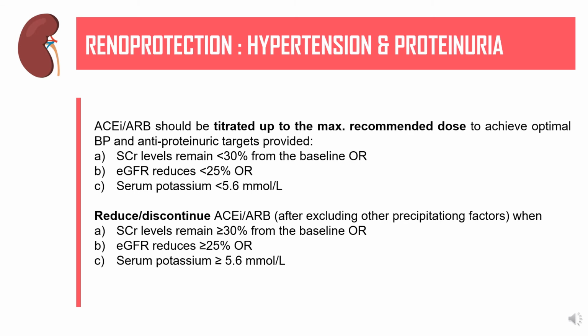We need to reduce or discontinue the ACE inhibitor or ARB, after excluding any other precipitating factors, when the serum creatinine level rises more than 30% from the baseline, or the eGFR is reduced more than 25%, or the serum potassium is more than 5.6 mmol per liter, which we call hyperkalemia.